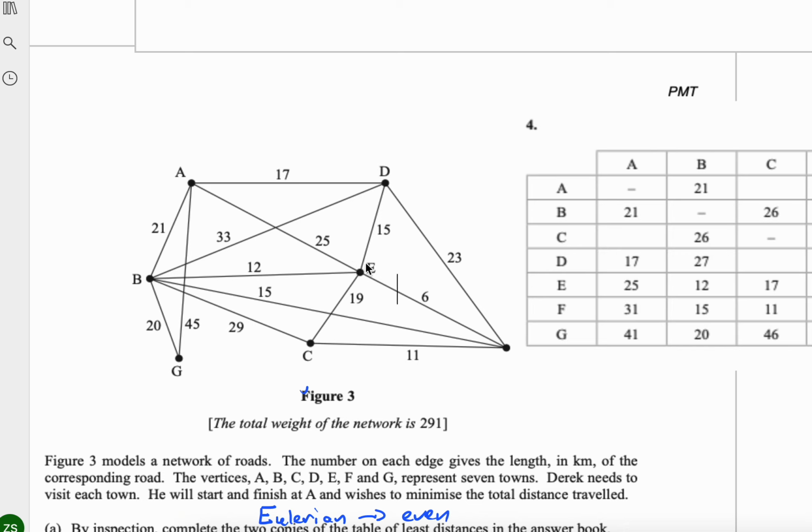17 and 15 to get to E, there's a shorter distance. You go straight to E. So that's 25. And then we can take 17 or 6 plus 11. Which one's shorter? 6 plus 11. Okay, so what's 17 plus 25? Yep, 42. And that is the shortest route.